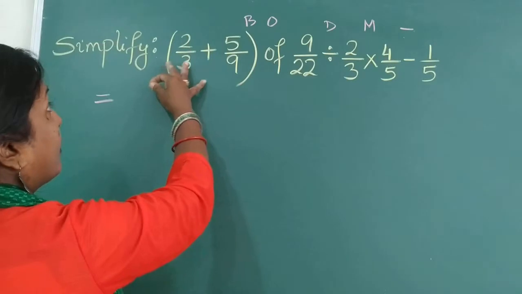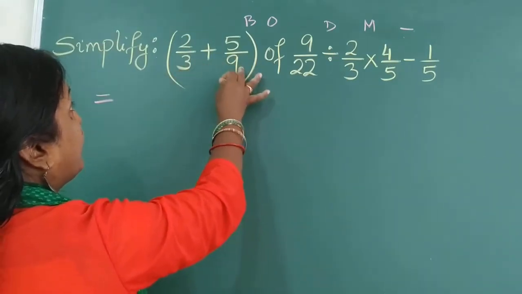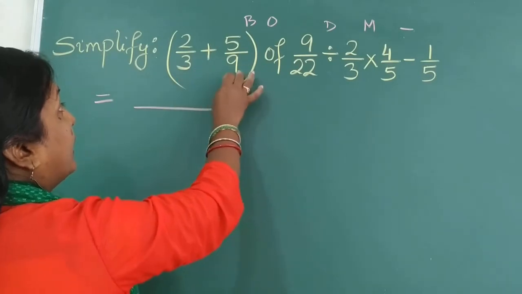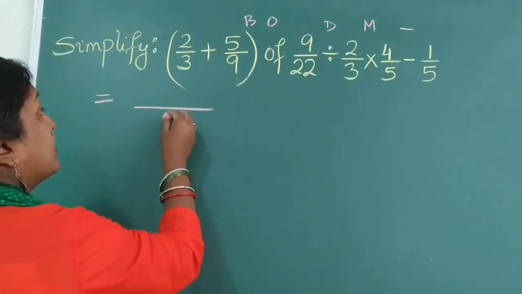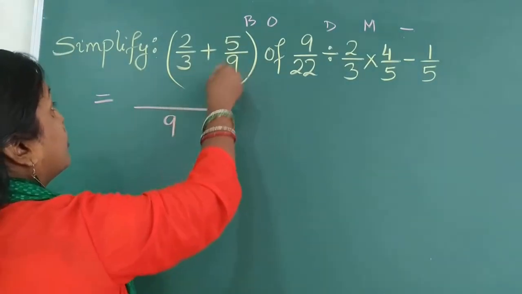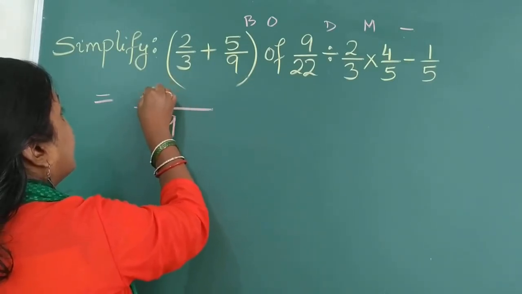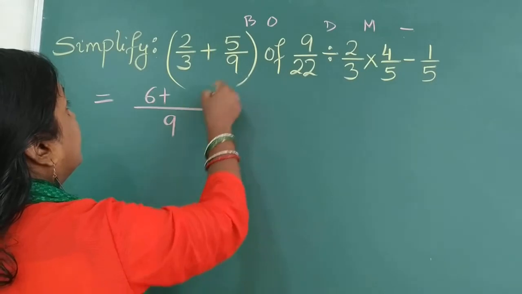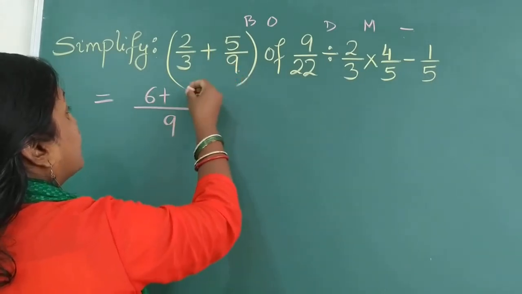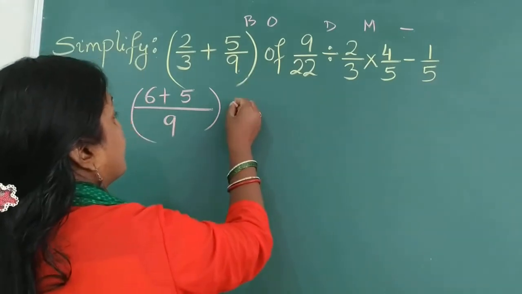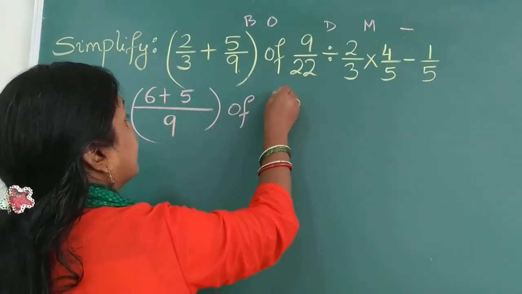So as I said, first we will solve the bracket. In the bracket there is an addition. So you find the LCM for 3 and 9. LCM is 9. So we get 3 3s are 9, so 2 3s are 6, plus 9 divided by 9 is 1, so we get 5. The rest of the question we will copy down as it is.